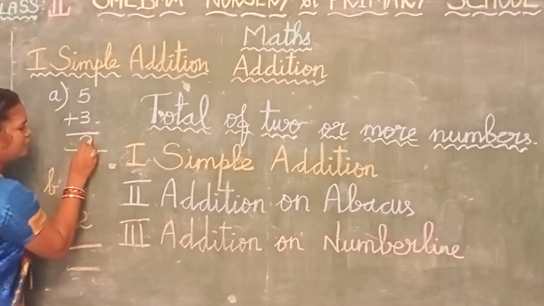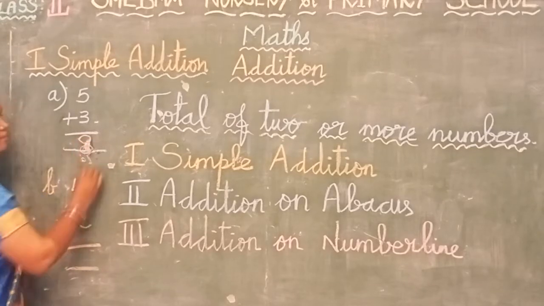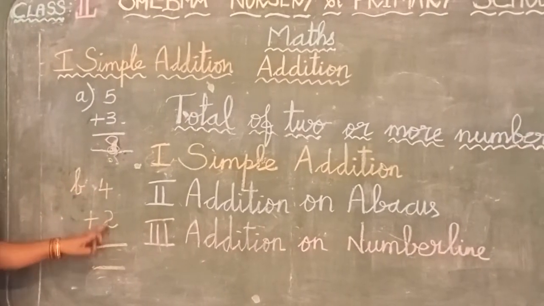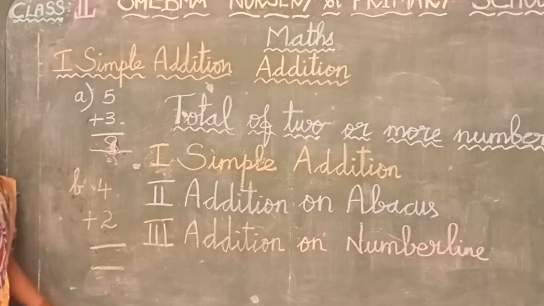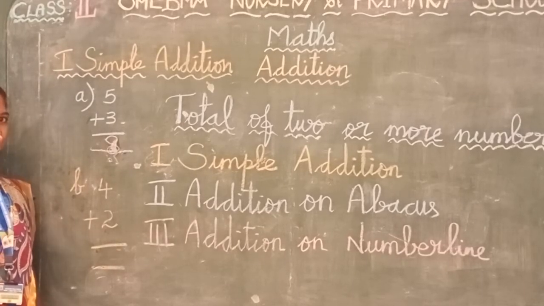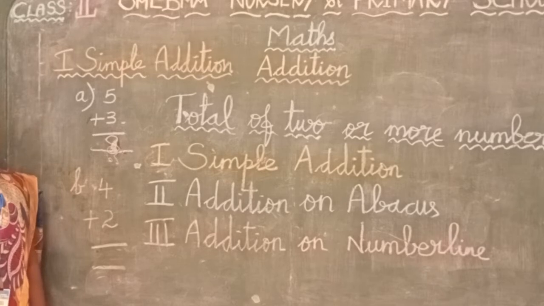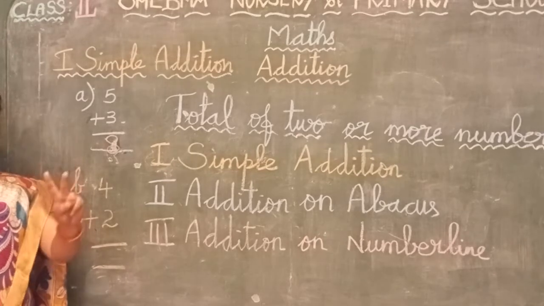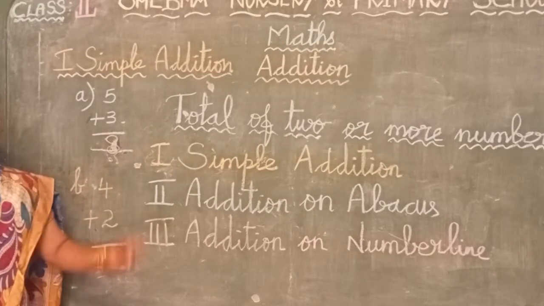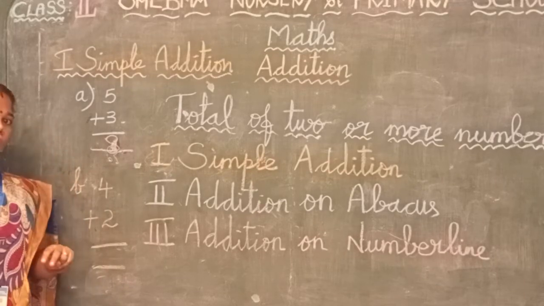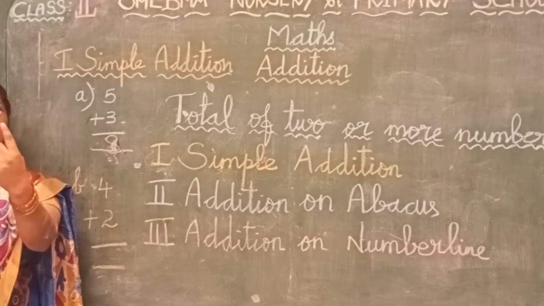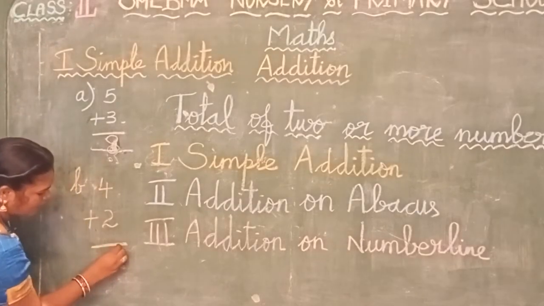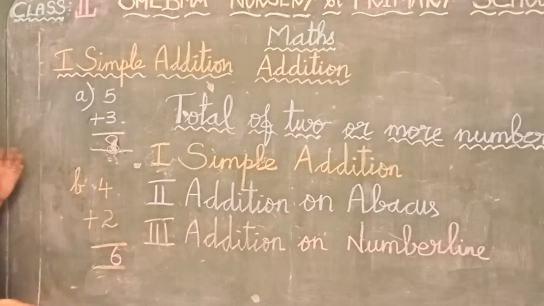8. Write all of you. 8. Okay, very good, children. Next, we sum. 4 plus 2. Okay. 1, 2, 3, 4. 4 in the mind. Next number two. 4 in the mind, 2 in the finger. 4 after: 5, 6. Very good children. Your answer is 6.